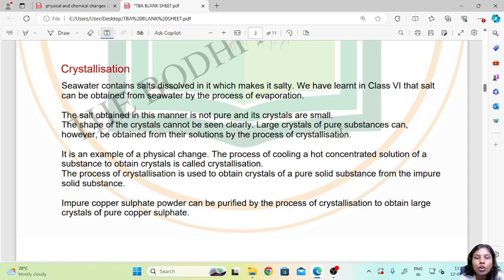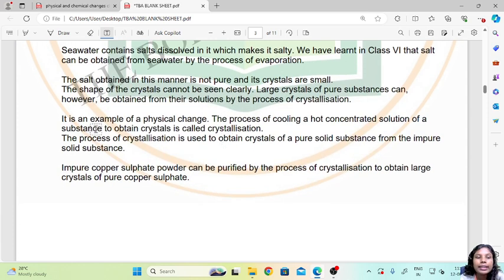Large crystals of pure substances can, however, be obtained from their solutions by the process of crystallization. So larger crystals which are pure can be obtained by this process called crystallization. It is an example of physical change. The process of cooling a hot concentrated solution of a substance to obtain its crystals is called crystallization.